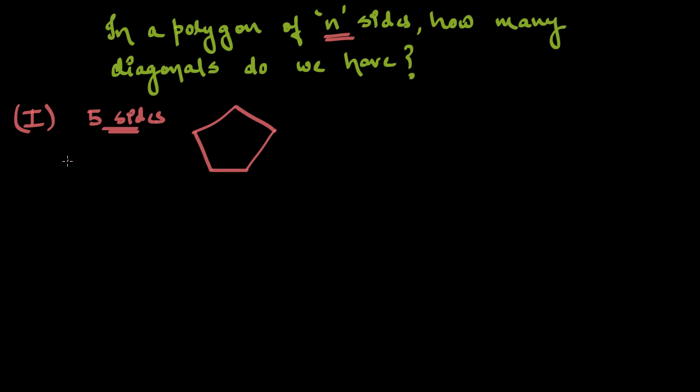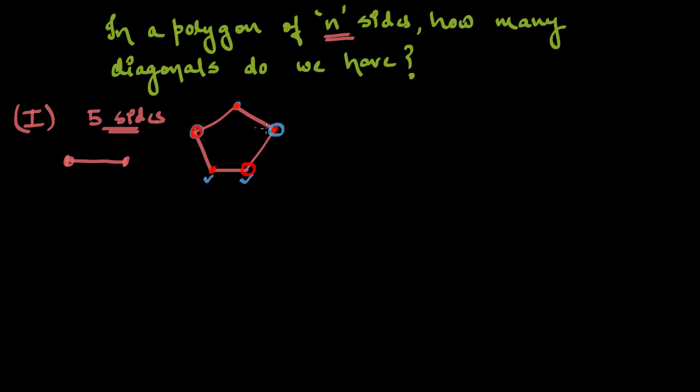For the formation of a diagonal, I need 2 points, a starting point and an ending point. Let's say this is the point from where I start. Now I cannot choose this or this because they will give me the sides of this pentagon. So I can choose either this point or this point. Similarly, let's say this is my starting point. So I cannot choose this or this. I can only choose this and this. So in that manner, I can form the diagonals of this pentagon.